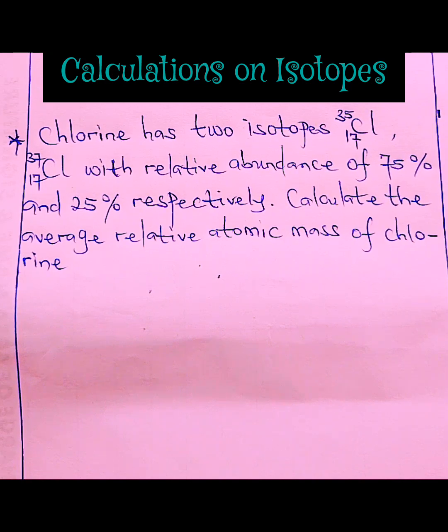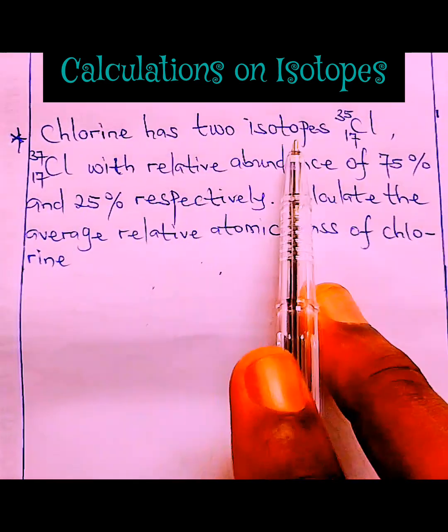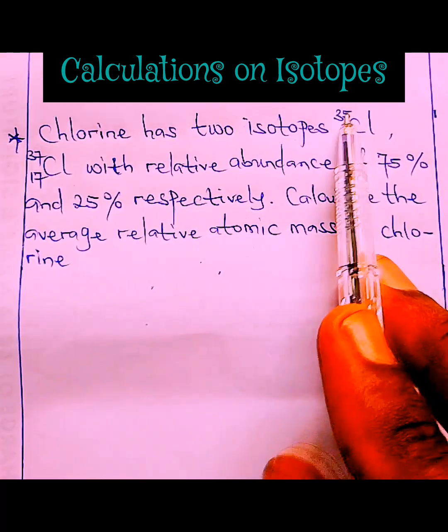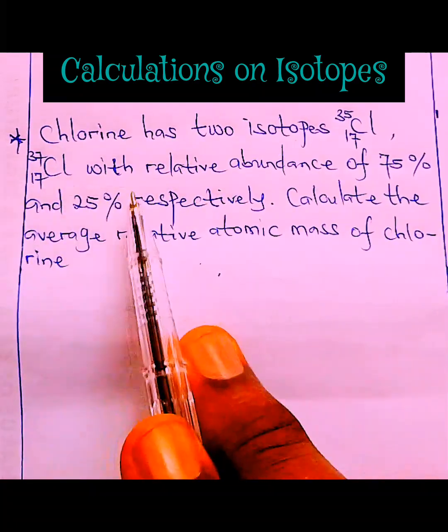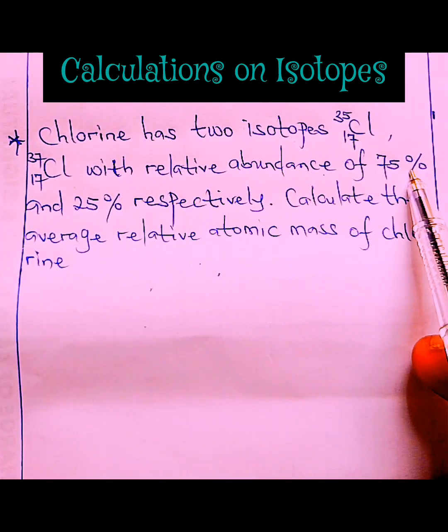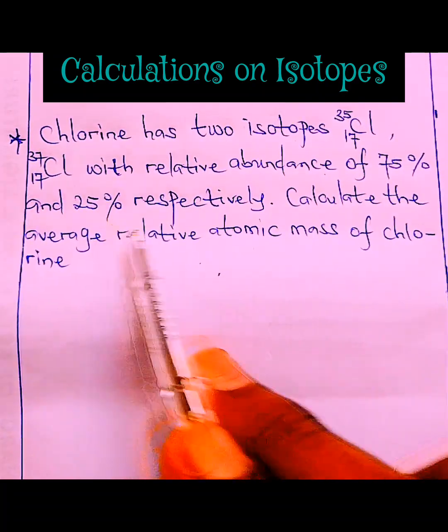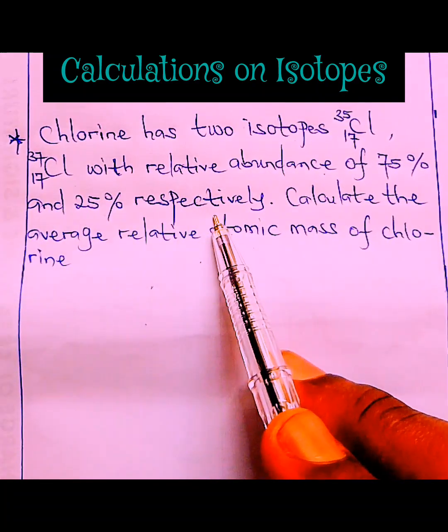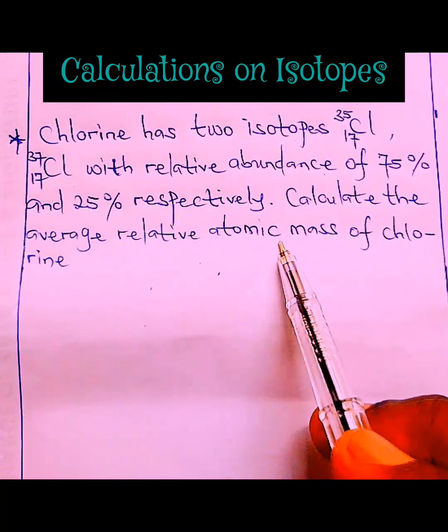So here's the first question on it. Chlorine has two isotopes, chlorine 35 and chlorine 37, with relative abundance or percentage abundance of 75% for chlorine 35 and 25% for chlorine 37 respectively. Calculate the average relative atomic mass of chlorine.